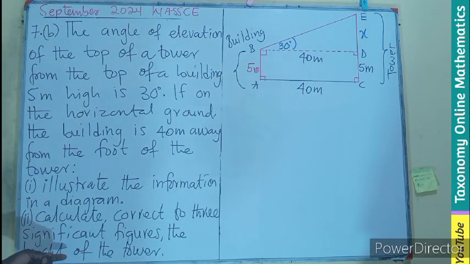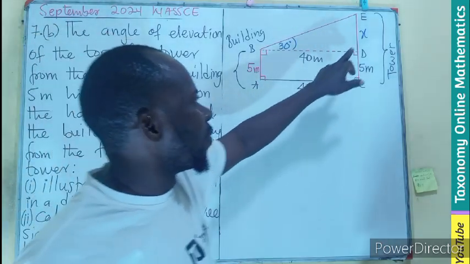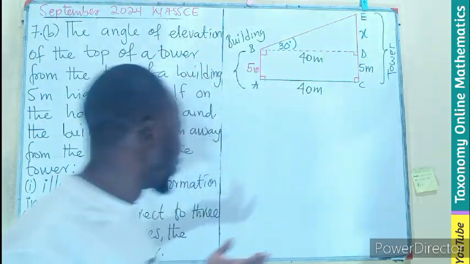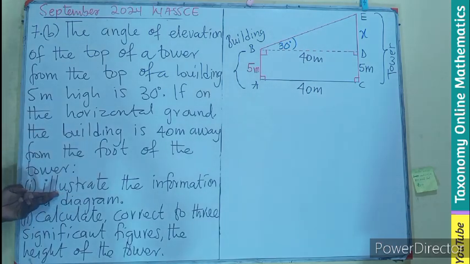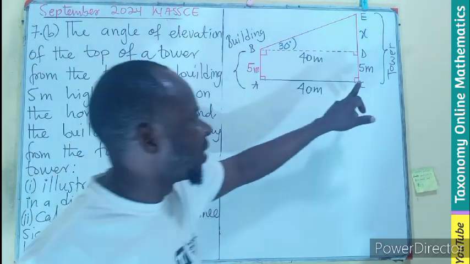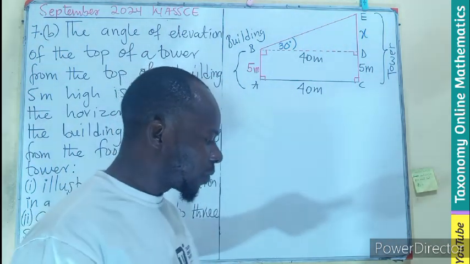We are asked to find the height of what? The tower. So our concern is on finding the value of X after drawing this. So the first part of the question, draw a diagram to illustrate the information, has been answered. We are done. Second thing is to find our X, add it to 5.